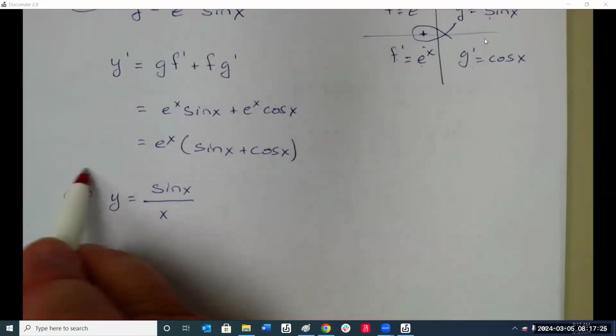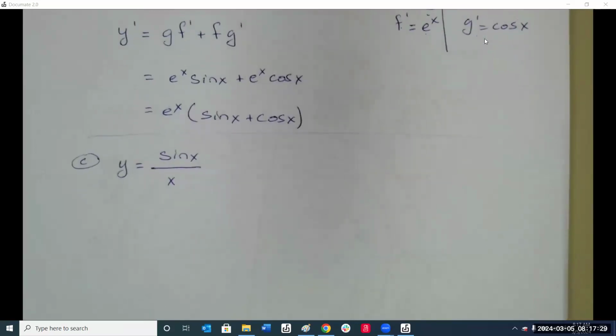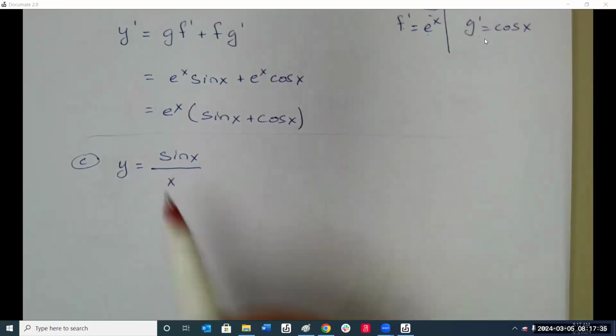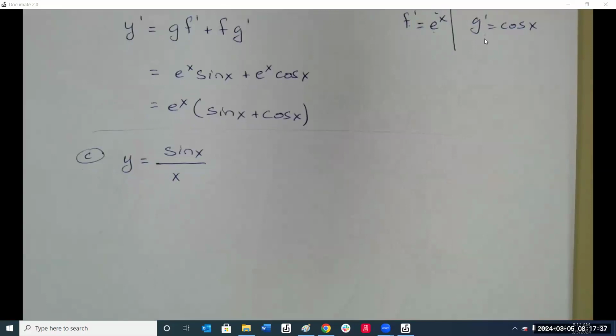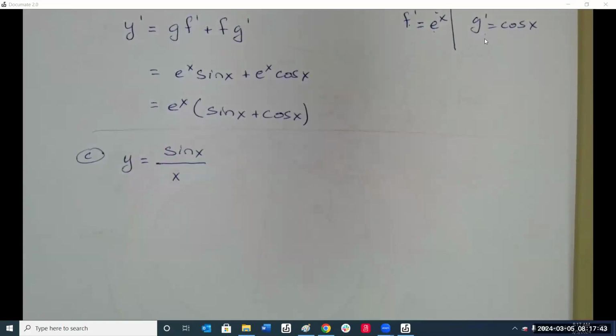Same thing here. What is this? What rule are we going to use here? It's a fraction, so it's a quotient. It's a quotient rule because there are x's on top and x's on the bottom. If I had sine x over 3, would we still use a quotient rule? No, because there's no x on the bottom. It's the same as 1/3 sine x.